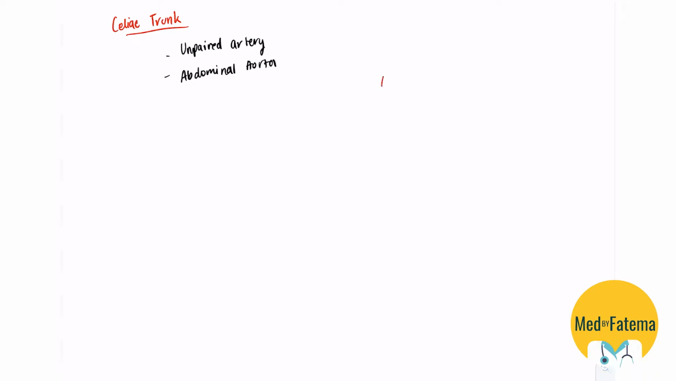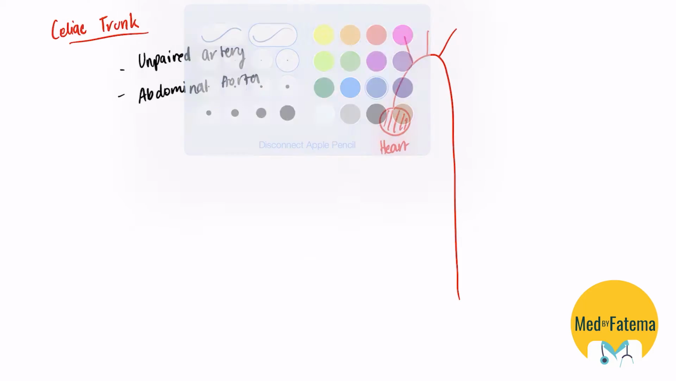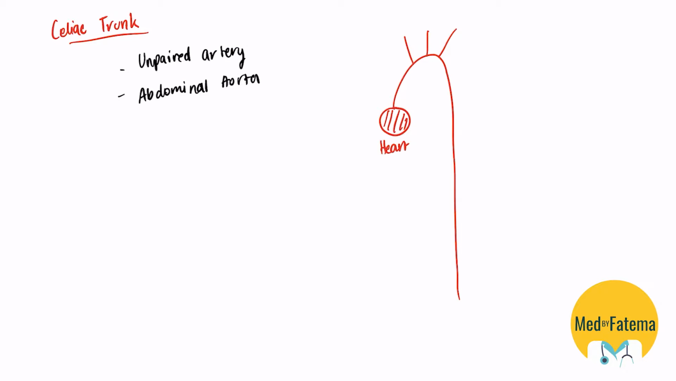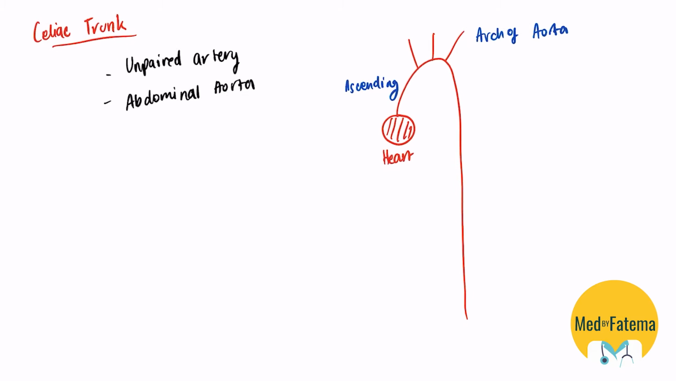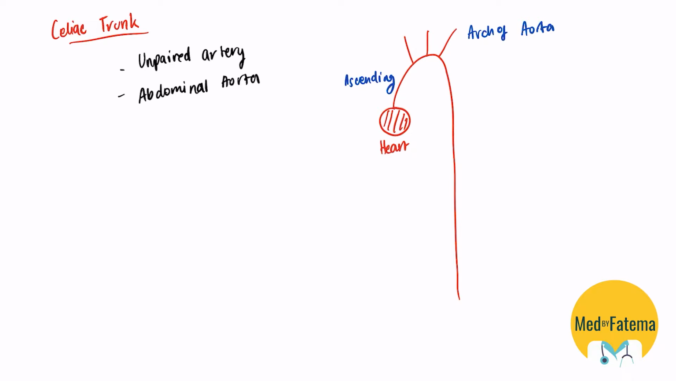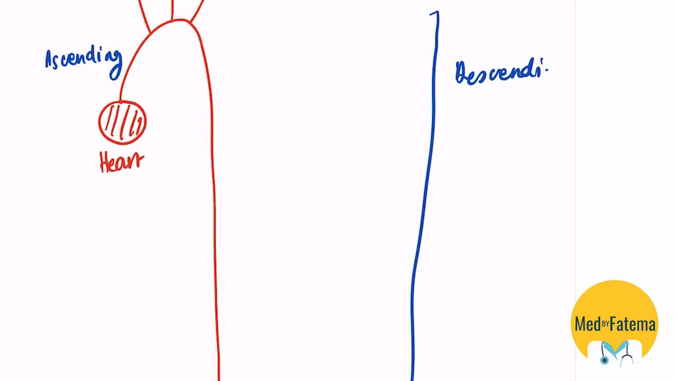Before we move on, I'm just going to talk a little bit about the different parts of the aorta. I'm going to draw a rough sketch to demonstrate that. If we imagine this round blob as the heart, obviously your heart does not look like that, but for ease, I'm going to do so. The part of the aorta that ascends from the heart is known as the ascending aorta. The arch is known as the arch of the aorta, and it has three main branches: the brachiocephalic artery, the left common carotid, and the left subclavian. Then we have the descending aorta, the part that descends down.